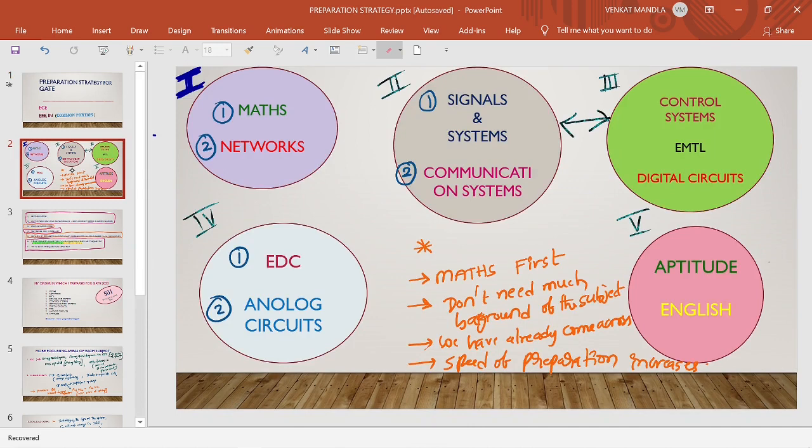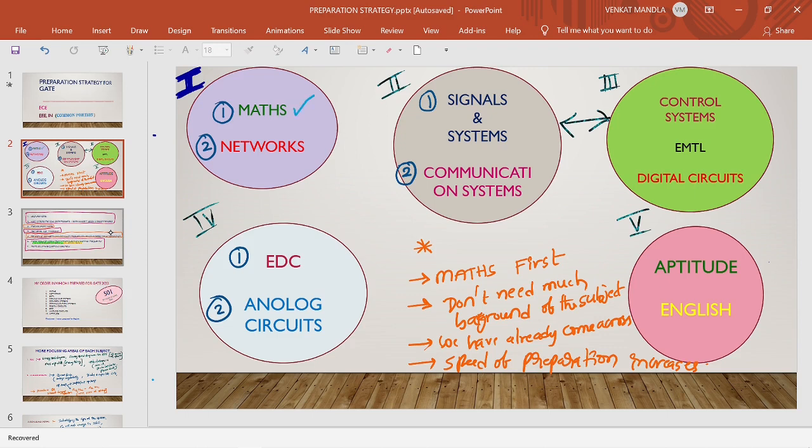So I divided these subjects into these groups. If I'm going to start my preparation for the GATE for the first time, then which subject do I have to select to start? My suggestion is, if you ask me which subject to start first, start with maths.